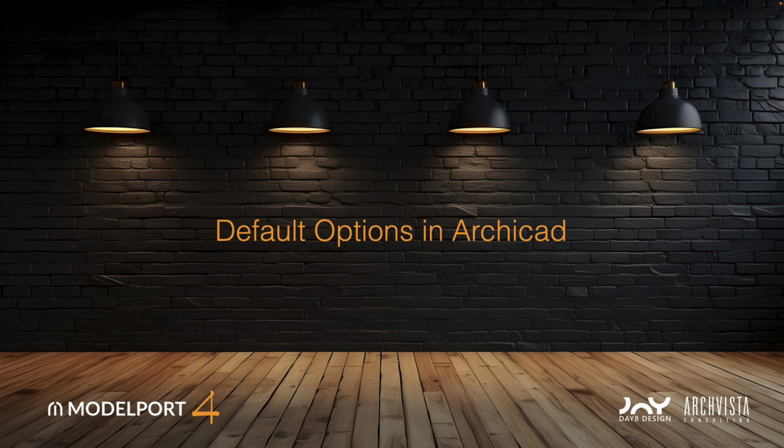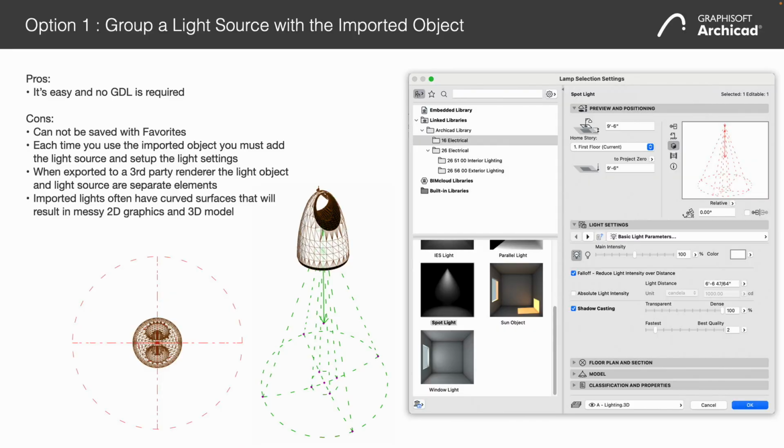So first, we have default options. There's 2 of them that we do in Archicad typically to add light to an imported object. The first is a pretty simple one. It's easy. There's no GDL required. You simply pick a light source from the lamp selections or settings under electrical, and then you can select things like IES light, parallel light, spotlight, others. Place that in plan, coordinate that with the light, select it, group it together, and you can work with it that way. That's easy. The problem with it is you can't save it to the favorites.